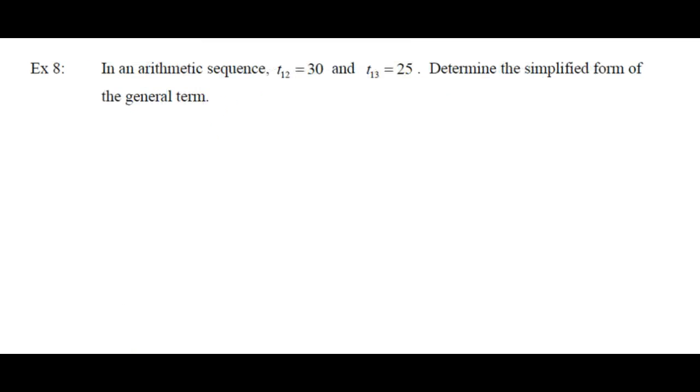Is there more? Oh my god, it never ends. In an arithmetic sequence, we've got T12 and T13. Determine the simplified form of the general sequence, or the general term. Well, if we've got consecutive terms, then we know that D is equal to T13 minus T12, which is 25 minus 30, or negative 5. So I've got D is negative 5.